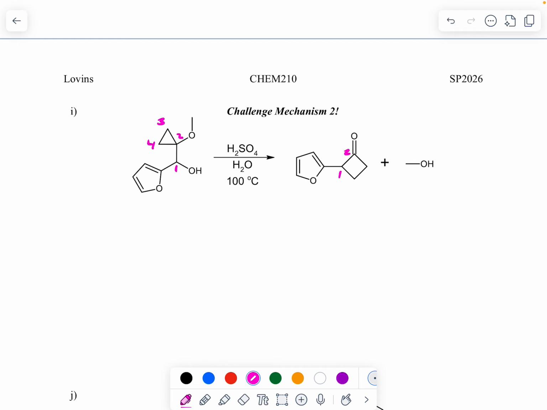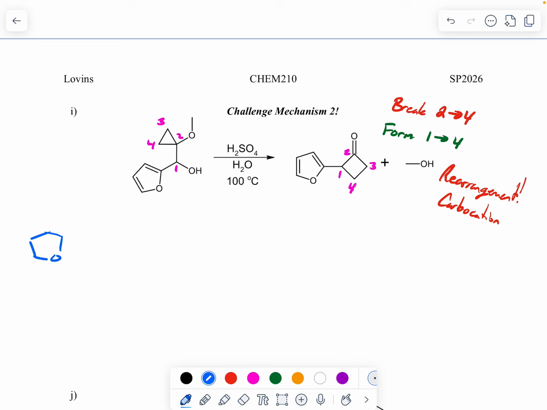The reason I numbered carbon number 1 the way I did is because it's very easily identifiable over here as carbon number 1. And then carbon number 2 is also relatively obvious. It's the only one with the oxygen on that other side. And then 3 must be connected to 2, and 4 is right here. So this is another scenario where we are breaking the 2,4 bond, and we are forming the 1,4 bond. So this is another rearrangement, which means that we must be forming a carbocation. So with that in mind, let's see exactly how that's going to be done.